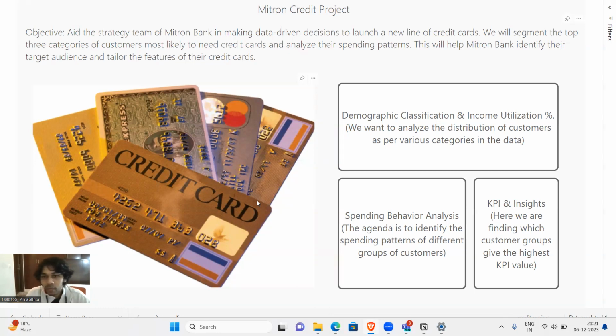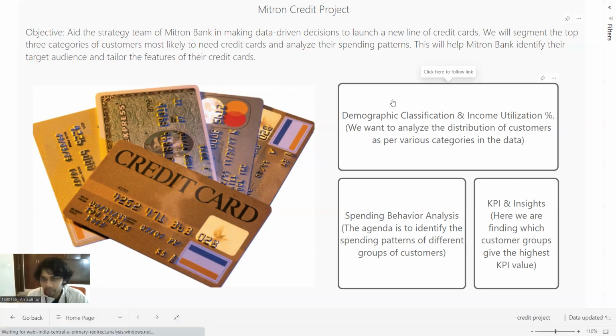Now, if we look at the navigation here, we've divided it into three parts. First is the demographic classification, so we want to analyze the distribution of customers as per various categories in the data. Secondly, the spending behavior analysis: how are these categories of customers spending their income? And thirdly, the KPIs and insights that we find by analyzing the previous two pages. Now let's get started with the first page, which is demographic classification and income utilization percent.